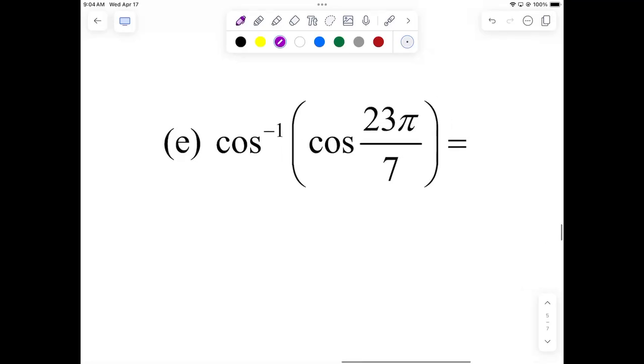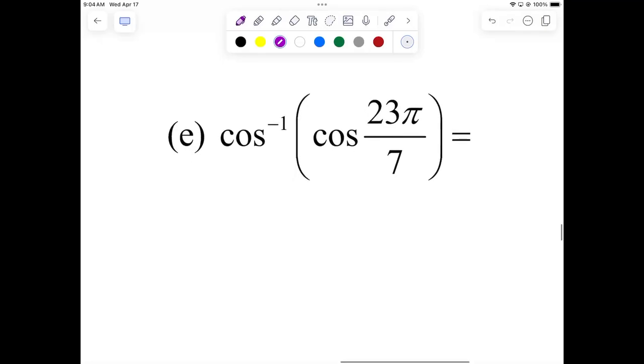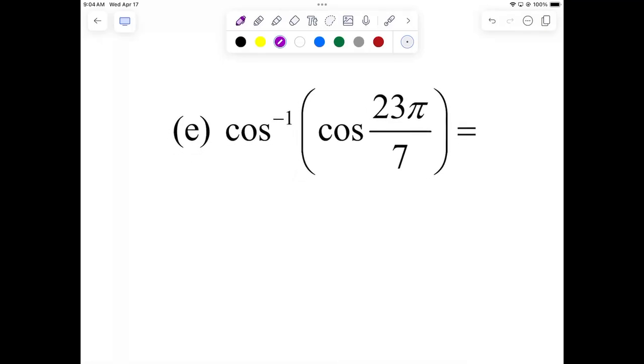All right, this is like one you'll have on the quiz tomorrow. Inverse cosine of cosine of 23 pi sevenths. Why don't you take a minute to do that one on your own? And I'll do it quietly up here, and we'll compare answers. Sound good?